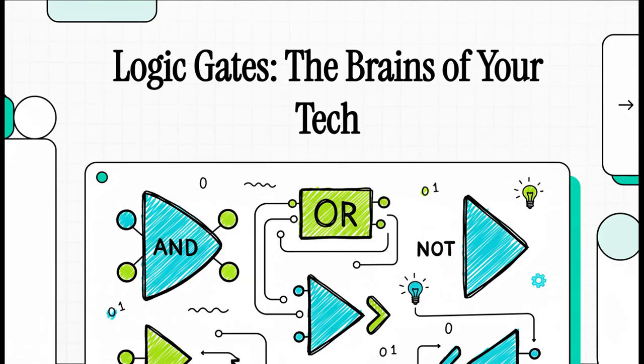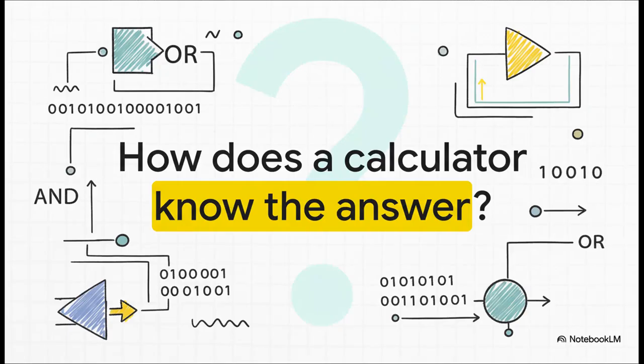Today, we're going to pull back the curtain on the magic that's happening inside, well, pretty much all of your favorite gadgets. We're diving into logic gates, these tiny, invisible decision makers that are, and this is no exaggeration, the brains behind our entire digital world. I mean, have you ever really stopped to think about that? How do these devices actually know what to do?